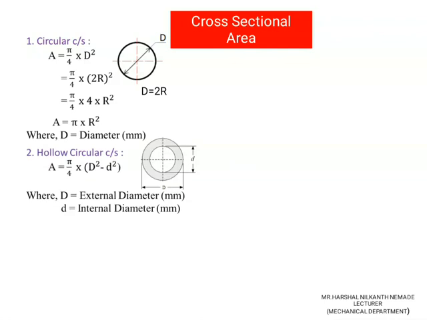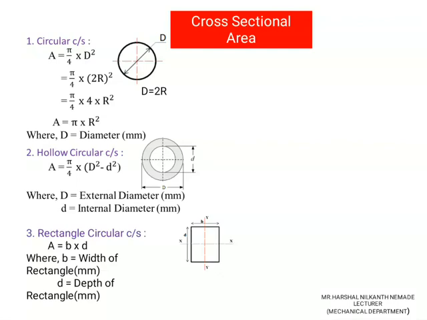Hollow circular cross-sectional area. The area will be pi by 4 multiplied by (capital D square minus small d square), where capital D is the external diameter and small d is the internal diameter. Rectangular cross-sectional area: the area will be given by B into D, where B is the width of the rectangle and D is the depth of the rectangle. The unit for breadth and depth will be mm and for area will be mm square.